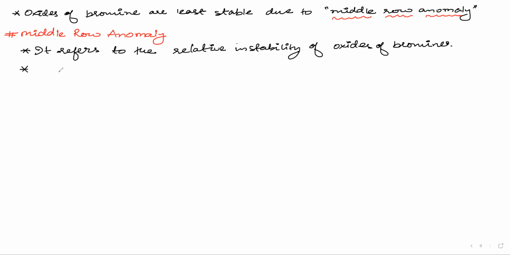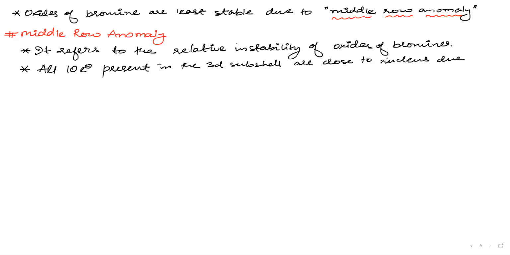Now, in bromine, do we have a d subshell? Yes. That d subshell will be completely filled. It will have 10 electrons, right? So the 10 electrons present in the 3d subshell are close to the nucleus due to poor shielding effect.